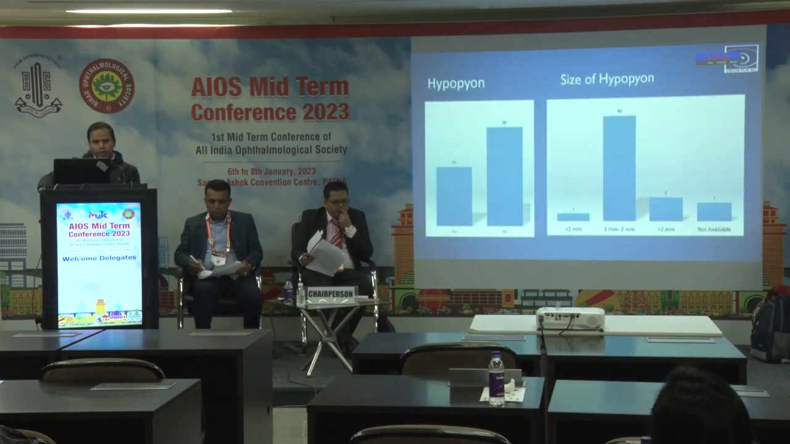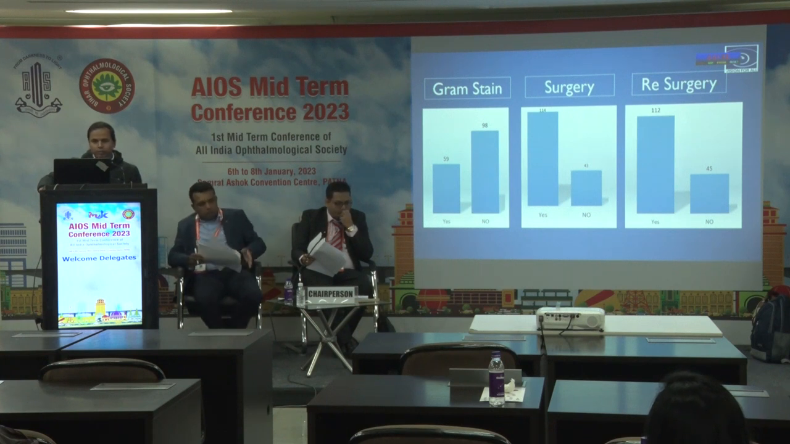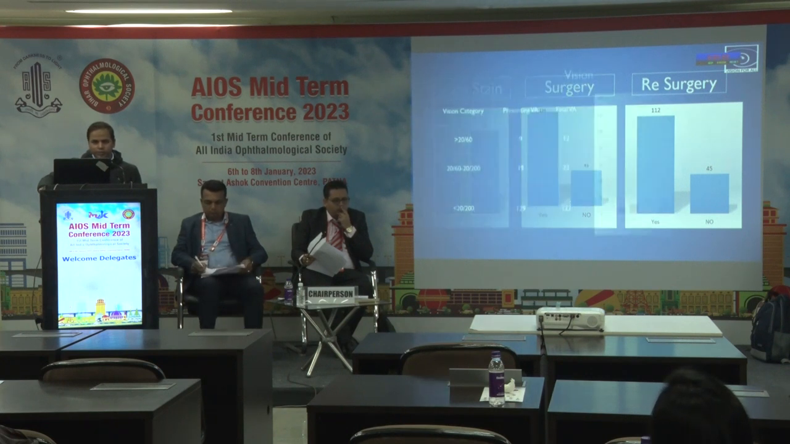59 patients had hypopyon at presentation, and the size of hypopyon was 1 mm to 2 mm in 40%. On Gram staining, 59 patients were positive. Need for surgery was in 114 patients and resurgery was in 112 patients.